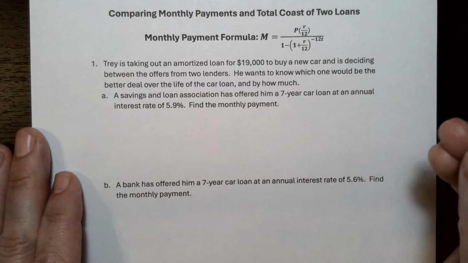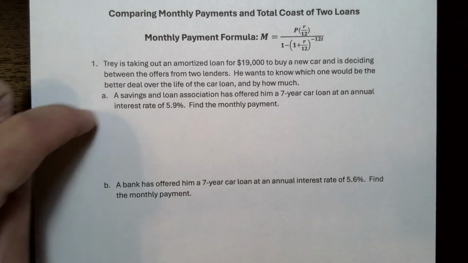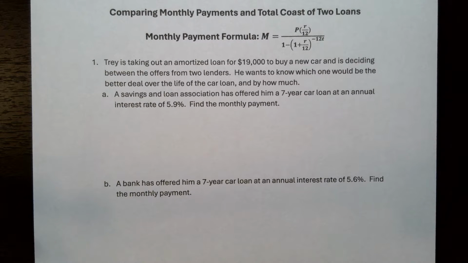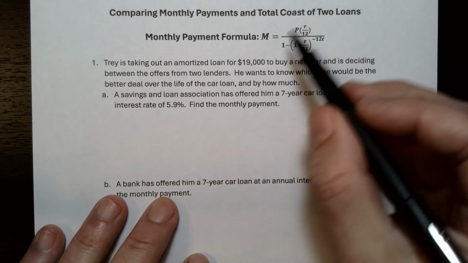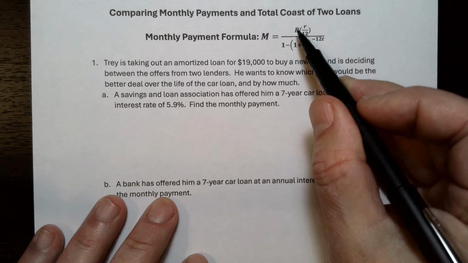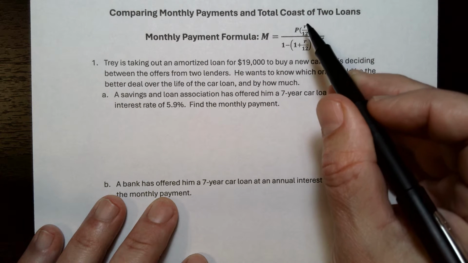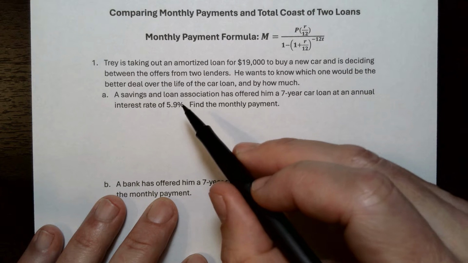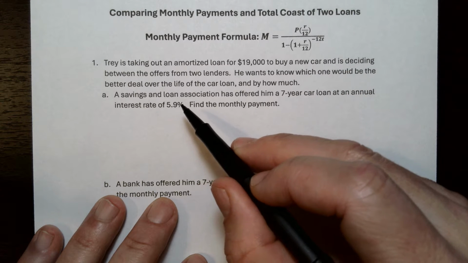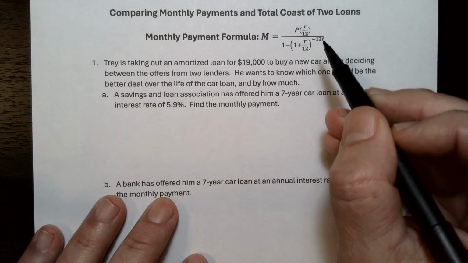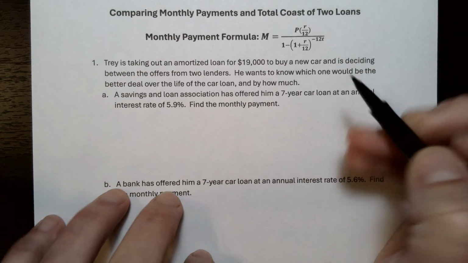Okay, so what we need to do is, we're going to be given two different deals here, figure out what the monthly payment is, and then multiply that by the life of the loan and see how much total is getting paid. Okay, so here's the formula for the monthly payment. P represents principal, so in this case it would be the 19,000 right here. R represents the rate, which in this case is 5.9%. We'll change it to a decimal. Okay, and then T represents time, which is your years, so 7 years.